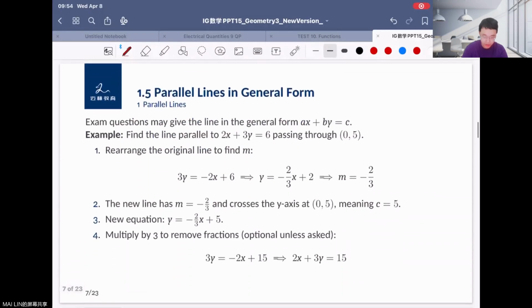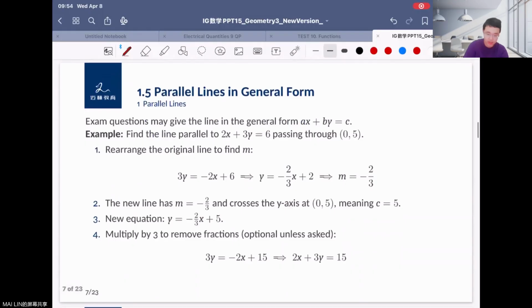Also, you can write it down in general form. For example, the line is parallel to 2x plus 3y equals 6, but now we cannot find the gradient. So let's first transform it into gradient form. First, move 2x to the right, that is 3y equals negative 2x plus 6. Then divide by 3 on both sides, that is y equals negative 2 over 3 x plus 2.